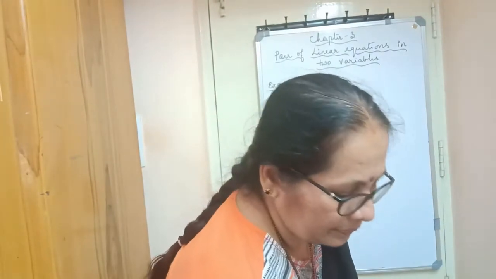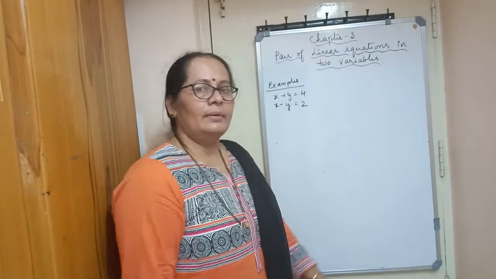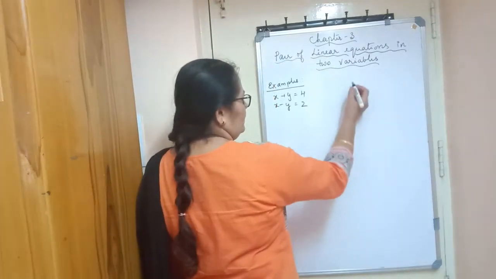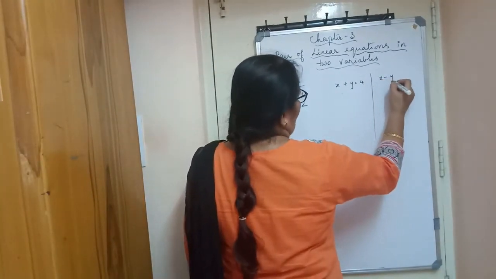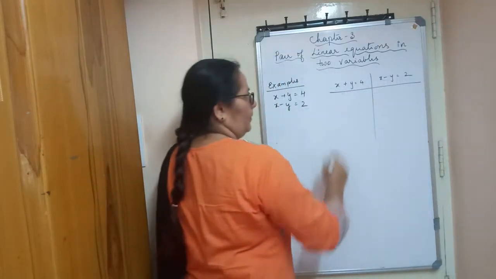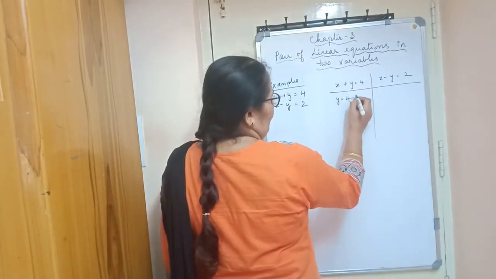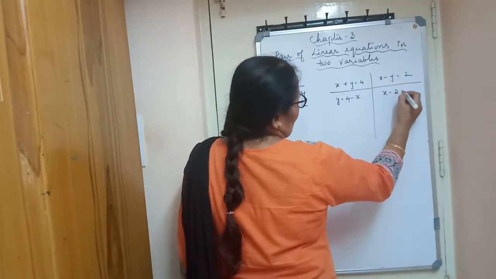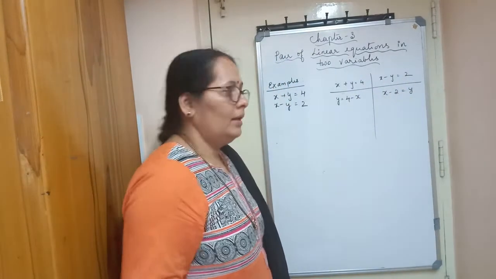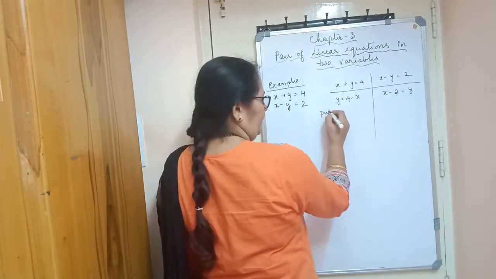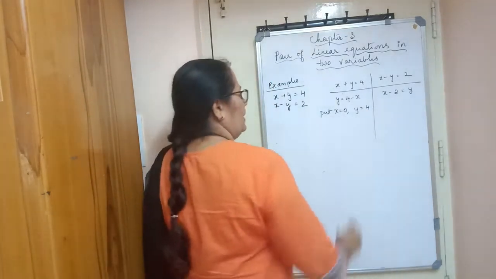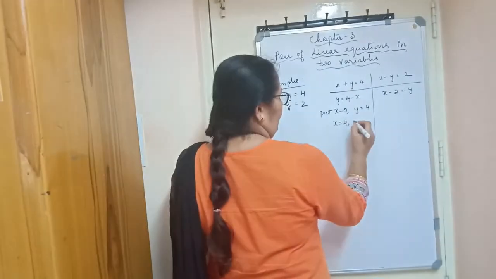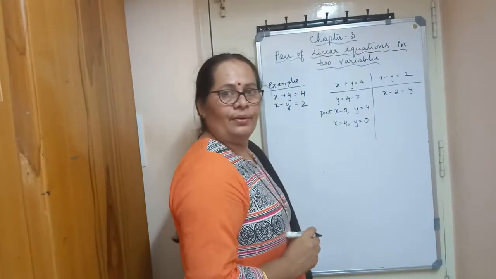Now, before plotting the graph, we have to find the coordinates. Take both the equations. So this is x plus y equals 4 and here x minus y equals 2. So y equals 4 minus x, and here y equals x minus 2. Now, put x as 0, you will get y as 4. If you take x as 4, what will you get? 4 minus 4 is 0.